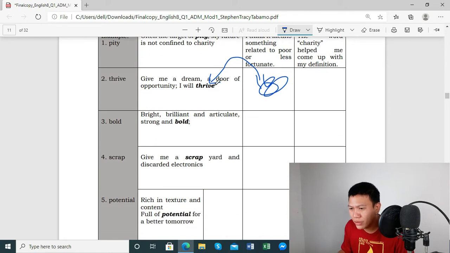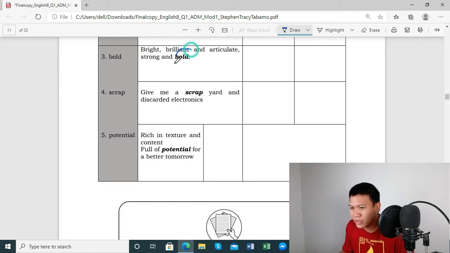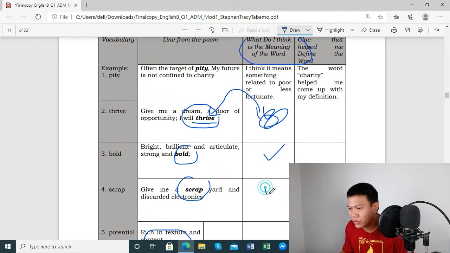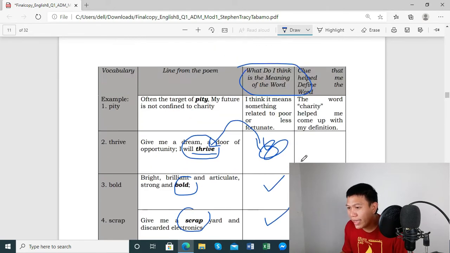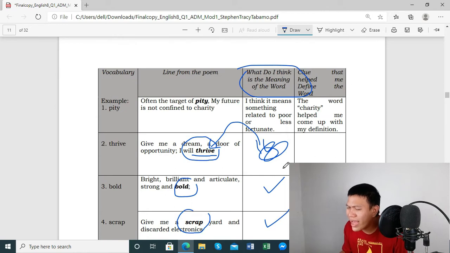For number 2, thrive. Give me a dream, a door of opportunity, I will thrive. What do you think is the meaning of thrive? Okay, next is bold, next is scrap, and next is potential. Just put a line here. Just try to answer here what you think are their meanings, and why you said that is its meaning. What is the clue that helped you?